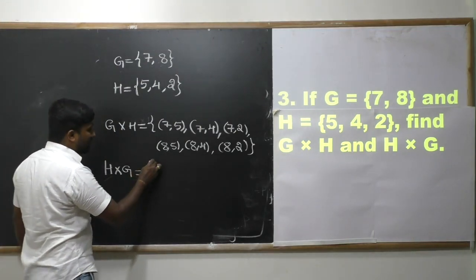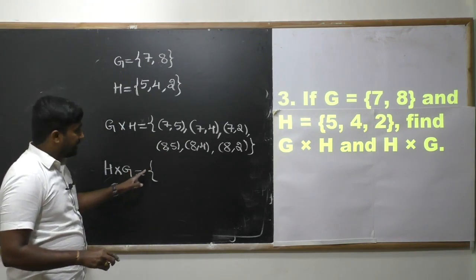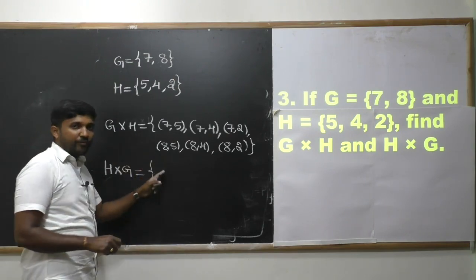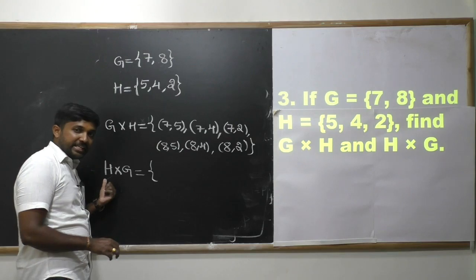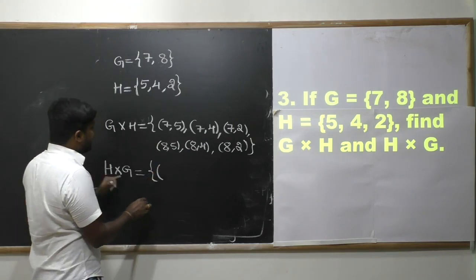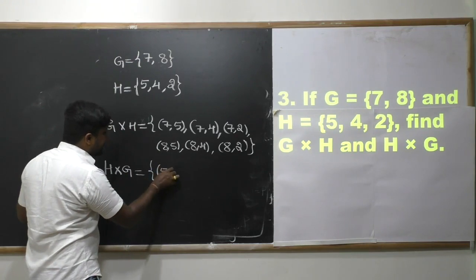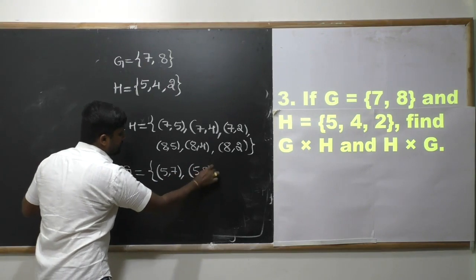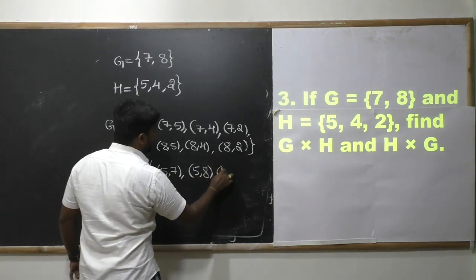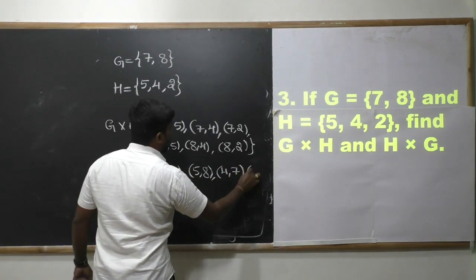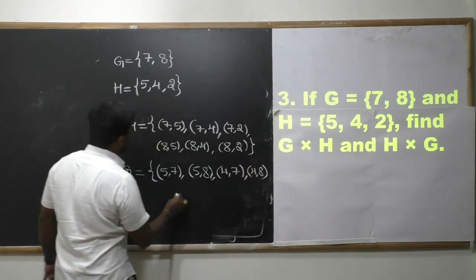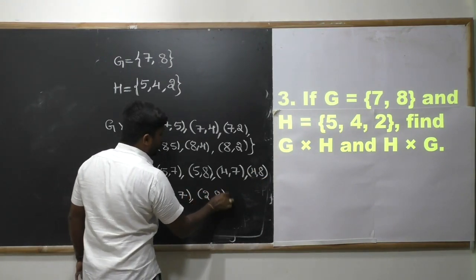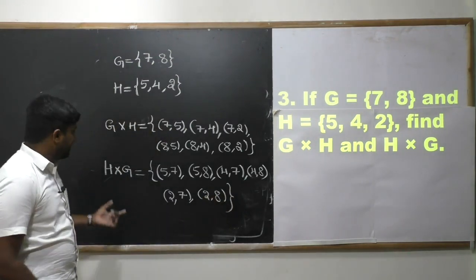Similarly, we write H cross G. What is H cross G? It is equal to the set with ordered pairs. Here H is the first set, so the first elements of the ordered pairs must be taken from set H itself. So the elements of H cross G are ordered pairs (5, 7), next (5, 8), next (4, 7), ordered pair (4, 8), next (2, 7) and ordered pair (2, 8). These are the elements of H cross G.